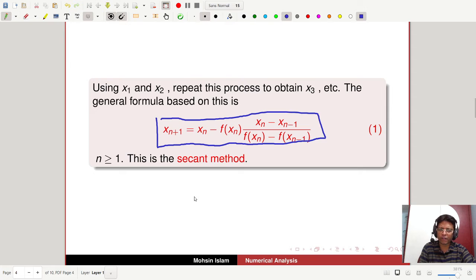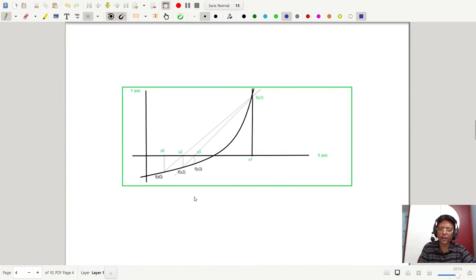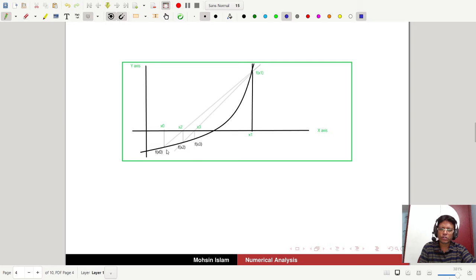Let's have a beautiful diagram for this method. Look at that. This is x0, this is f(x0), and this is x1, and this is f(x1). So firstly, you join the points: this point is (x0, f(x0)), and this point is (x1, f(x1)). These two points are joined and they will cut at x2. Then again, this is your (x2, f(x2)). Again, join (x2, f(x2)) and (x1, f(x1)). So this will cut the axis at x3 and so on.